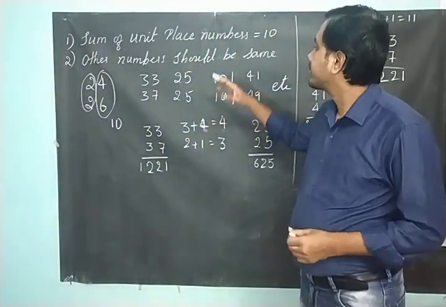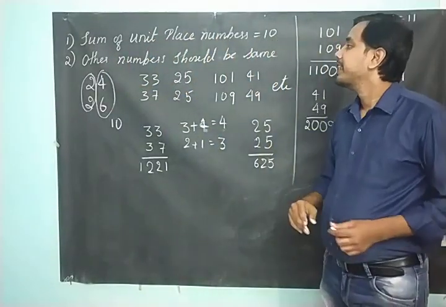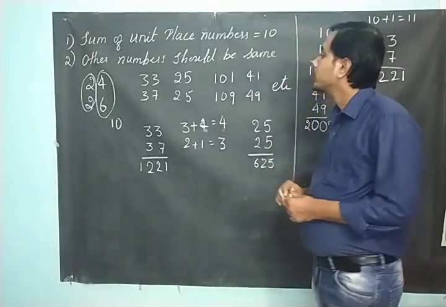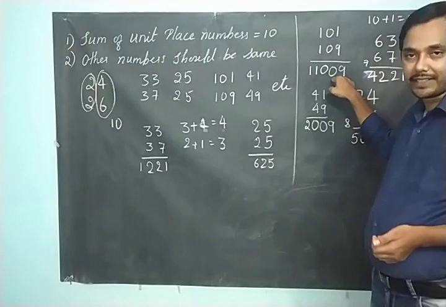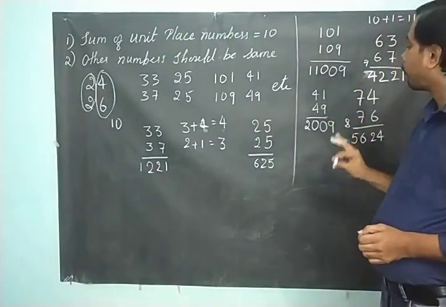So the only condition here to be followed is the sum of the unit place numbers should be 10 and the other numbers should be the same. Okay. And one thing we should consider is when we have 1 and 9, don't write it as 9, you write it as 09. For any other value, you can follow as it is.